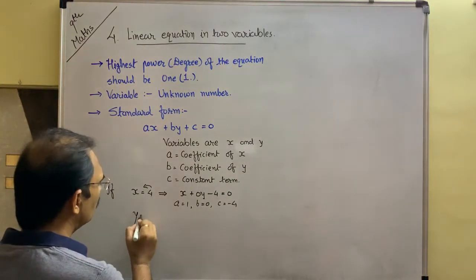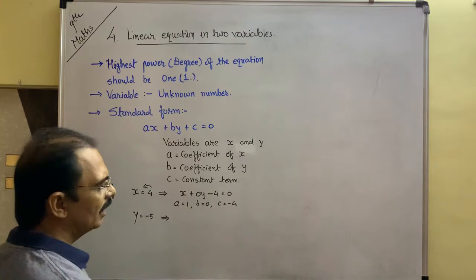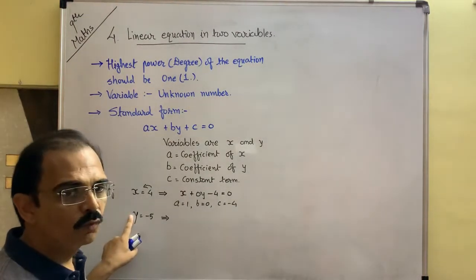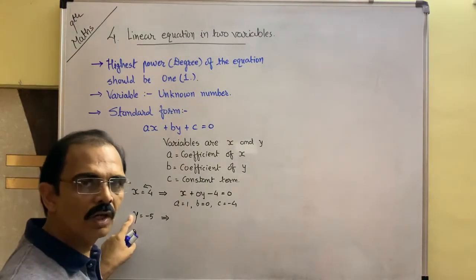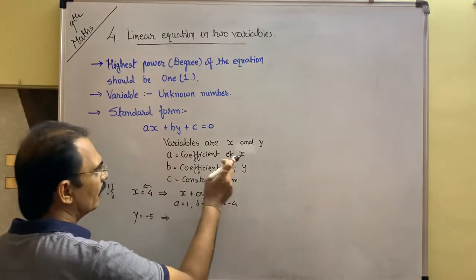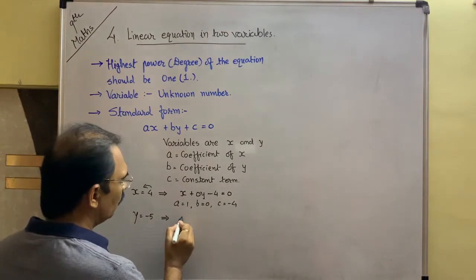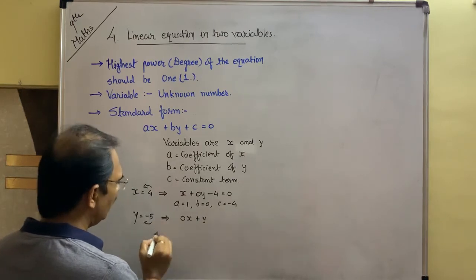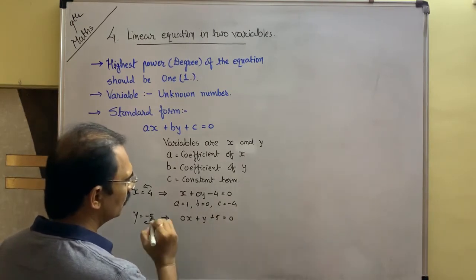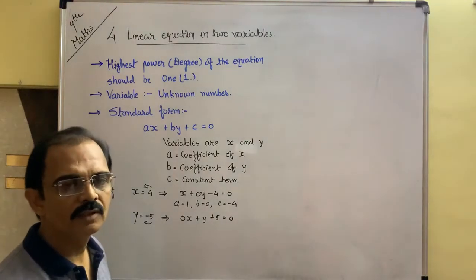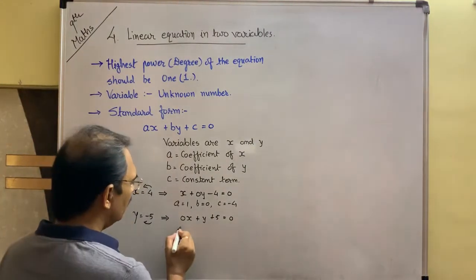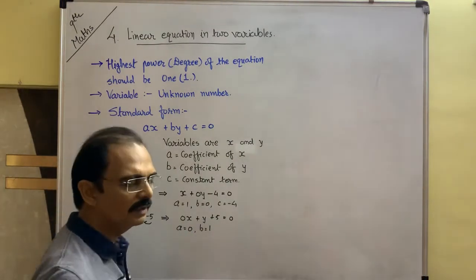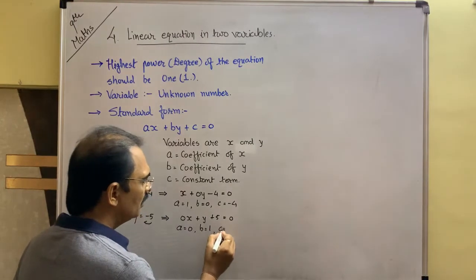Similarly, we can write y equals to minus 5. So its standard form will be what? Here y is there, its coefficient is 1, means 1y is there. It means the coefficient of x, that is a, is 0. You can write the standard form: 0x plus y minus 5, move this side, it will be plus 5, that is equals to 0. This is the standard form of a linear equation in two variables. Here we consider that a equals 0, b equals 1, and the constant term is 5.